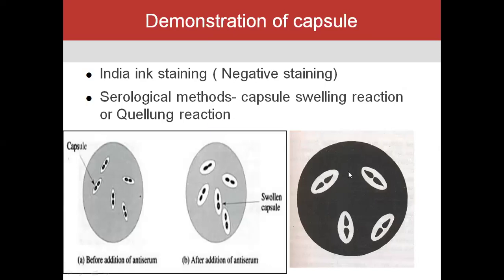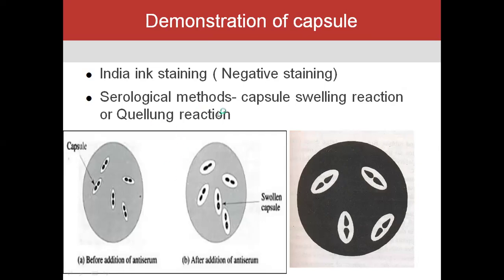In the India ink staining, or negative staining, the bacterial culture is mixed with either India ink or nigrosin on the slide, a smear is prepared, and a cover slip is applied. Here the background gets stained and the organism also stains. But the capsule does not take up any stain. It does not absorb any color. So the capsule appears as a clear halo structure around the bacterium.